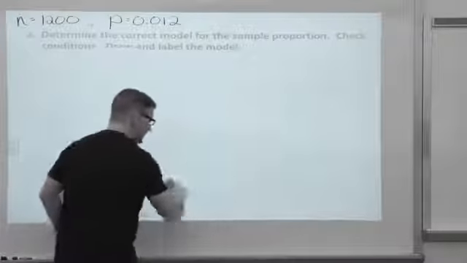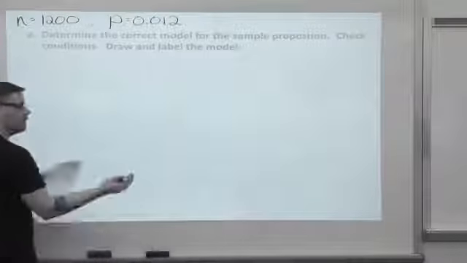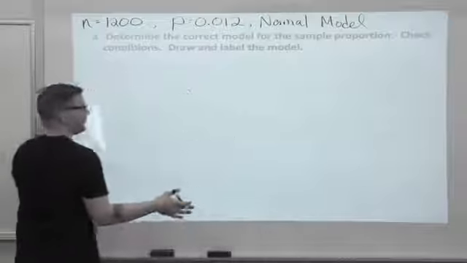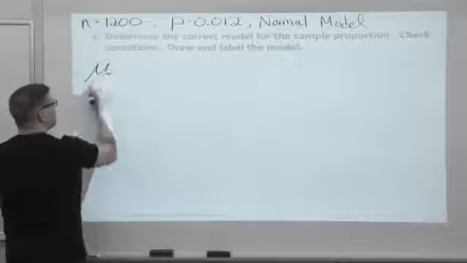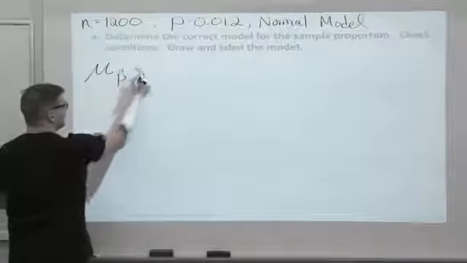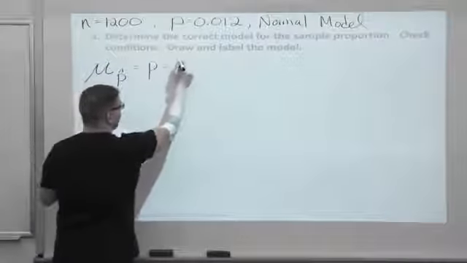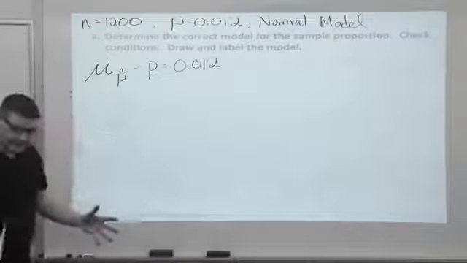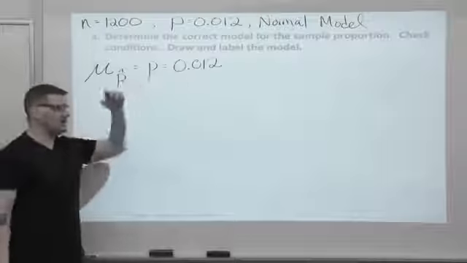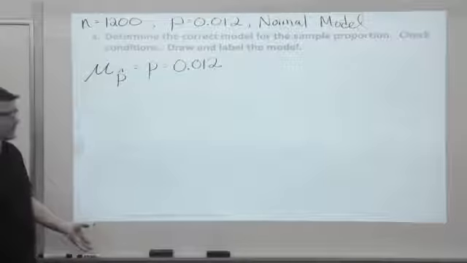Because conditions are met, what's the proper model? Proper model will be normal model. I don't know, maybe I'll put it up here. So now we know that it's going to be normal model. Okay, with the normal model, I need the 2 parameters, mean and standard deviation. The mean of p hats equals p, and we're going to presume before we collect the data that, hey, in Maryland, no different than nationwide, 1.2%.